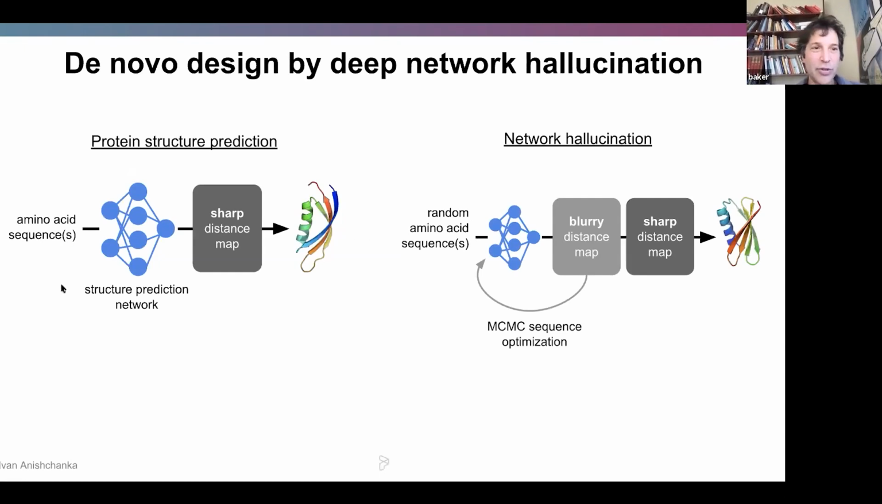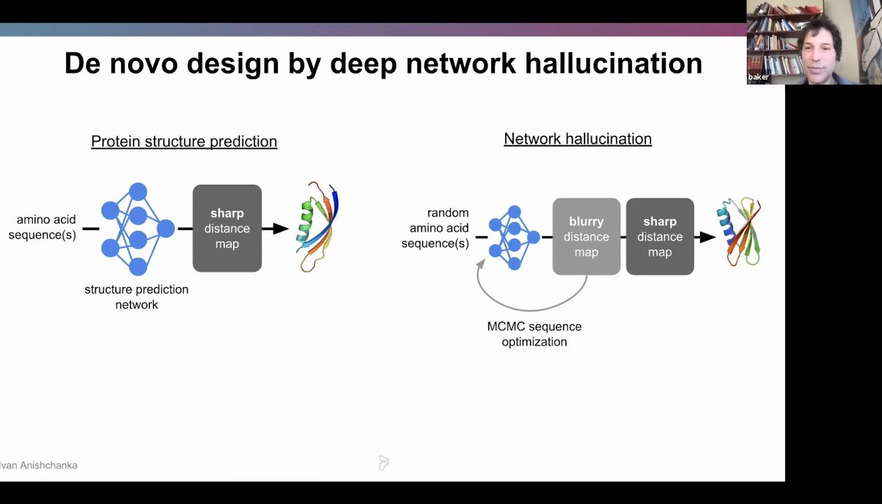So here's protein structure prediction. You have an amino acid sequence, you predict the structure. What we actually predict, in this instantiation, is a distance map, distances between all these different pairs of residues. And in the same way that if you have a deep network that recognizes images of cats on the internet, you can feed it noise and then optimize the noise so that the network really thinks it's looking at a cat. That way you can hallucinate brand new images of cats.